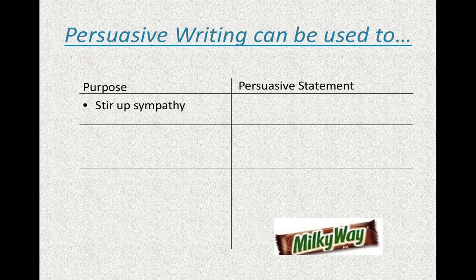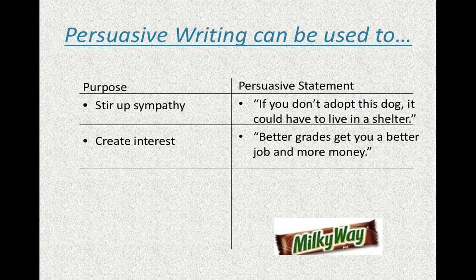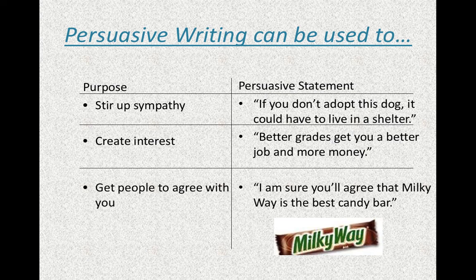You could also write to stir up sympathy. If you don't adopt this dog, it could have to live in a shelter. You can create interest as well. Better grades get you a better job and more money. And you can get people to agree with you. I'm sure you'll agree that Milky Way is the best candy bar. So really, I think for the purposes of our writing, it's going to be the last bullet point here. To get people to agree with you is the main purpose of a persuasive piece.